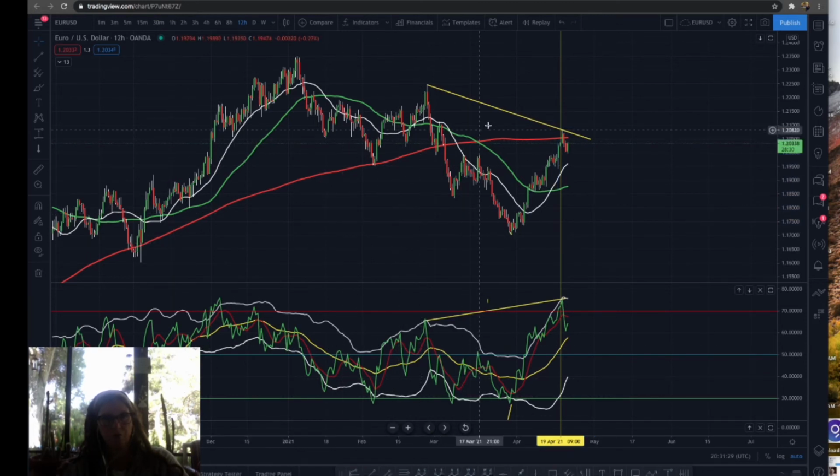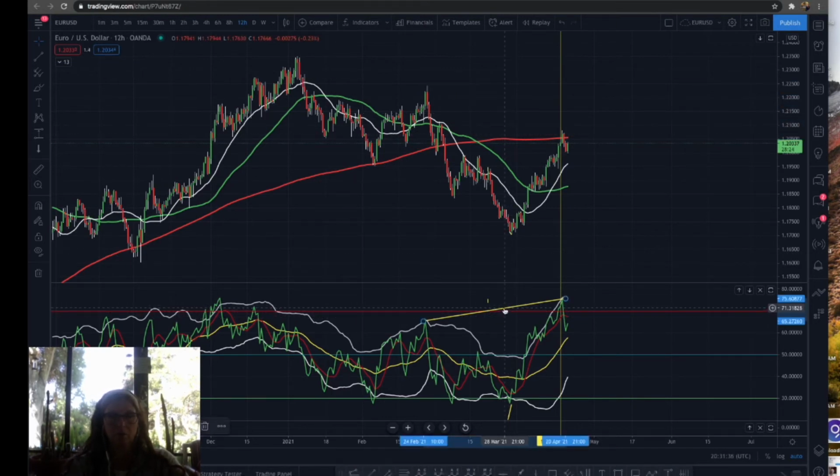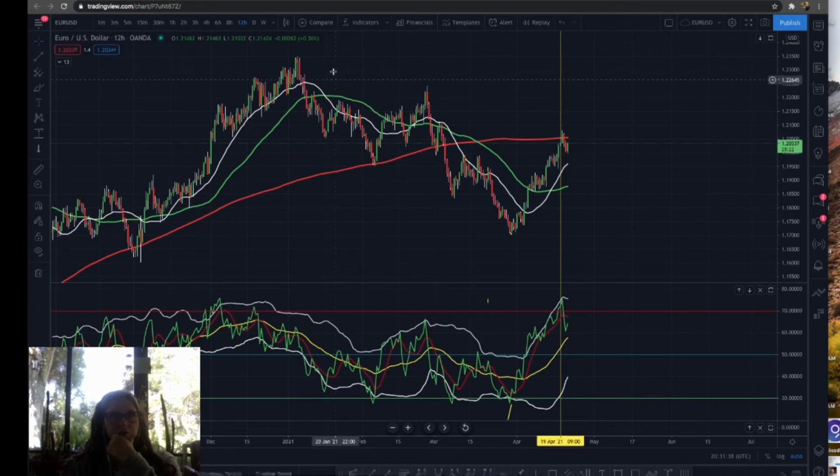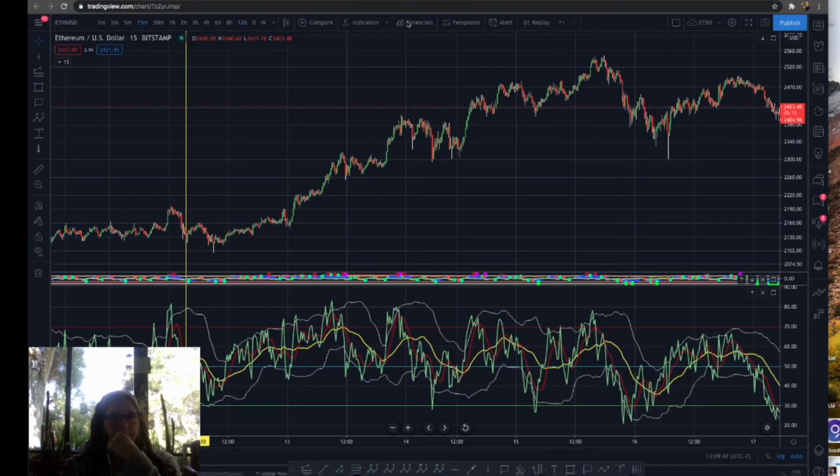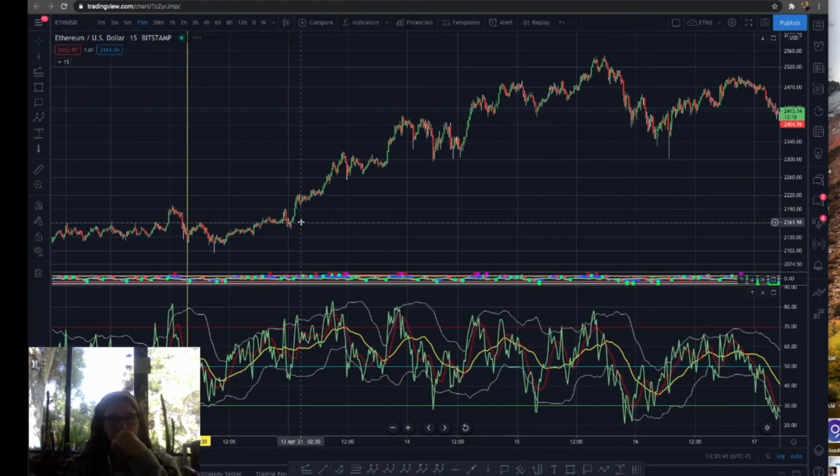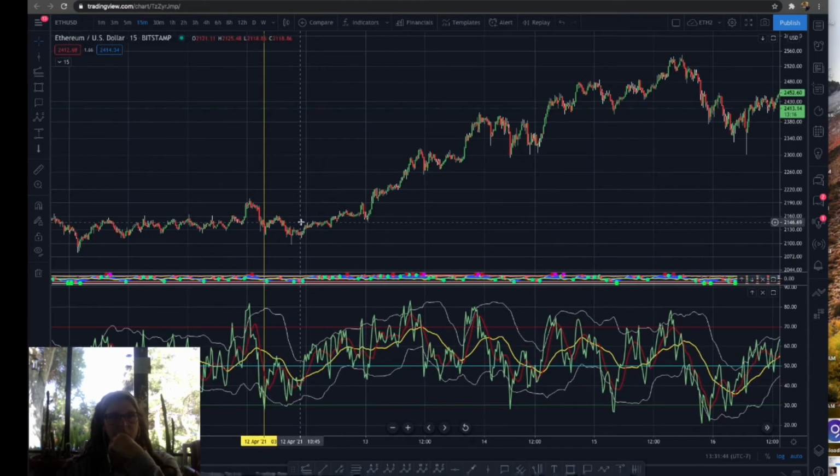We're going to go over a few more to make sure that you understand. Let's move over to ETH. It's the same concept. On the 15-minute time frame, you need a hit to 30.